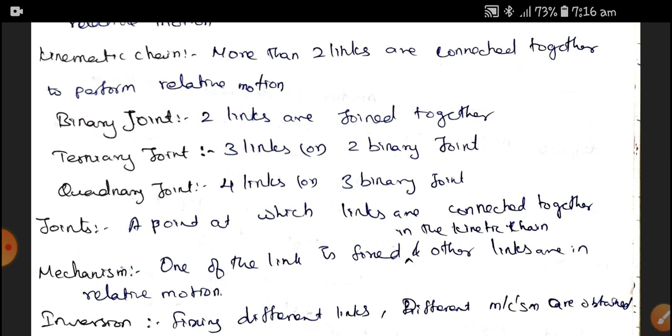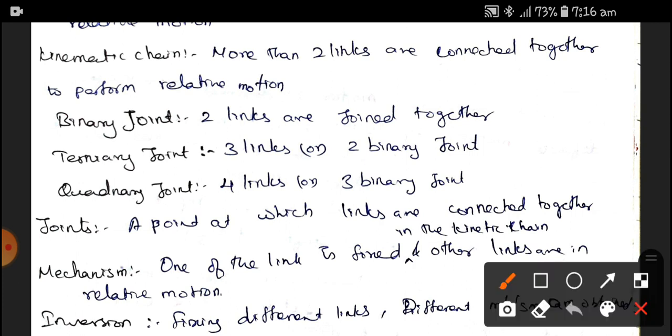Next one is a mechanism. What is meant by a mechanism? We know that all our mechanical components are merged with mechanisms. A mechanism is one in which one of the links is fixed in the kinematic chain and the other links have some relative motion. This is called a mechanism.